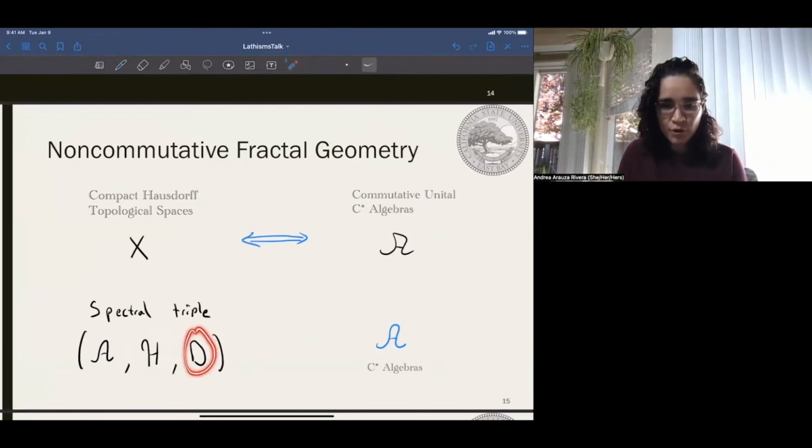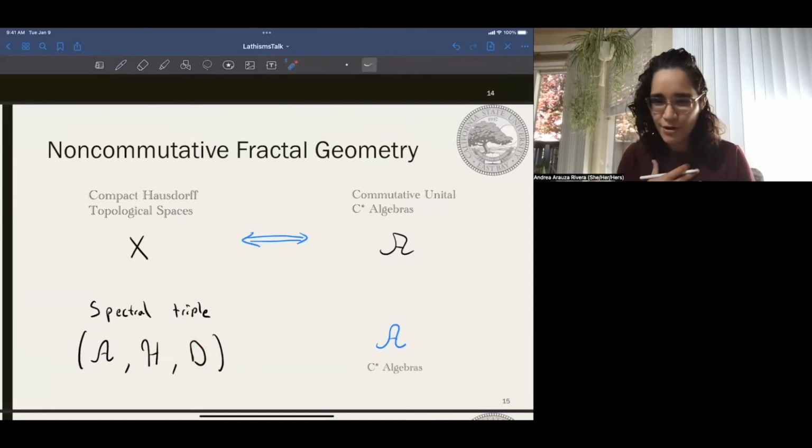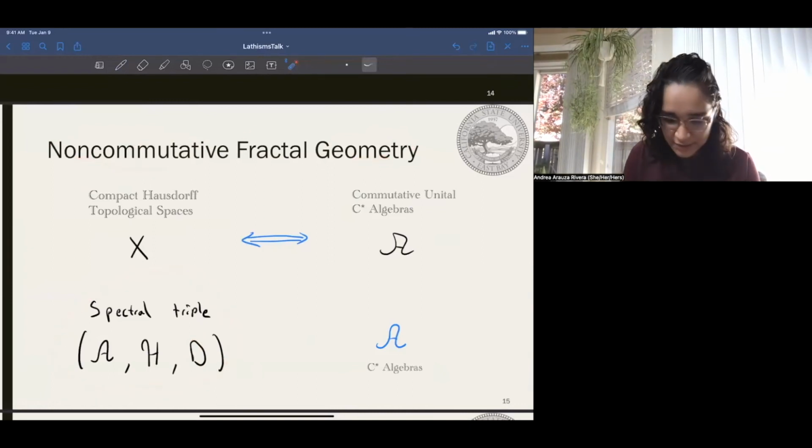And there are a few more requirements that I need on this operator D, but I won't get into it too much here. Okay, but this is the main tool from non-commutative geometry that I borrow to study fractal sets. So the next few slides are just going to have some results on them. I won't go into too many details, but I'll just give you the main ideas.